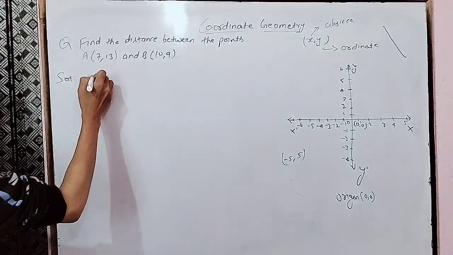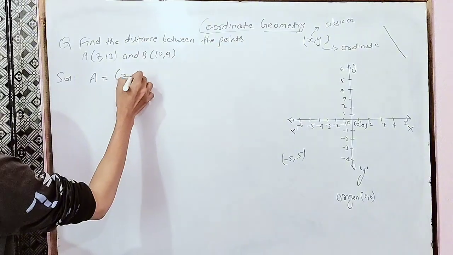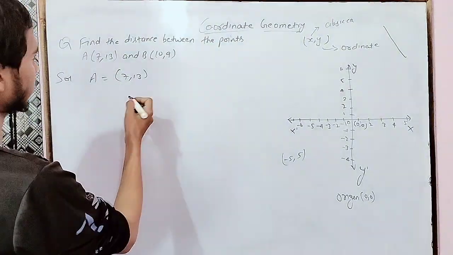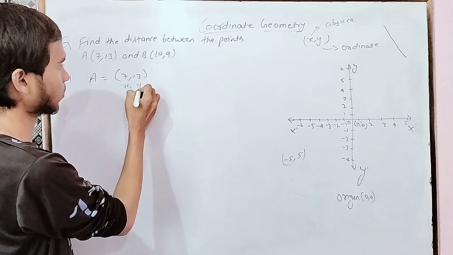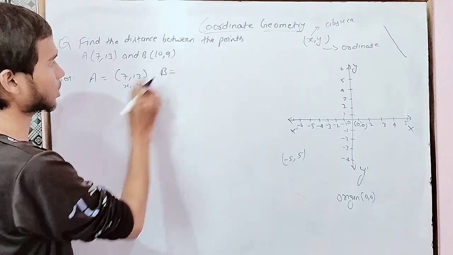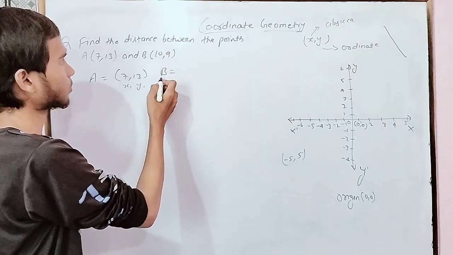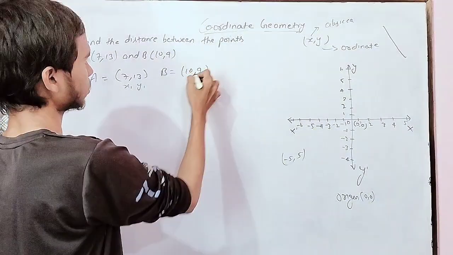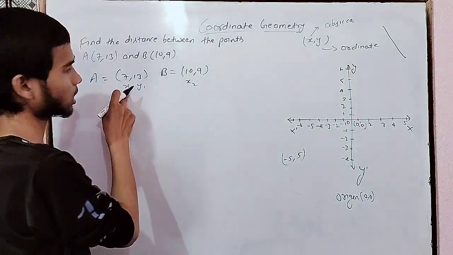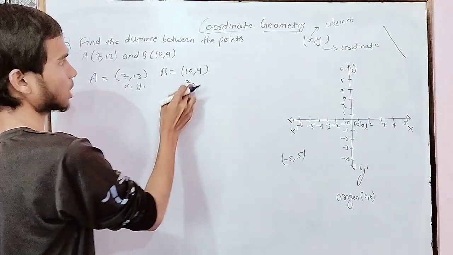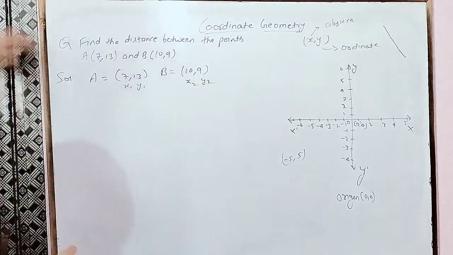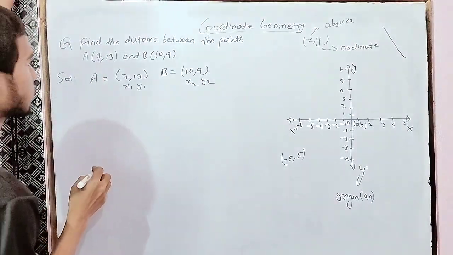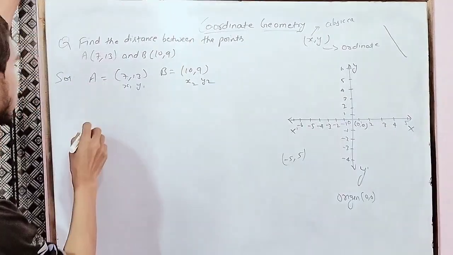So here, whatever is given to you, you just write 7, 13, and you can consider it as x1, y1. Okay. So b, just for understanding, here b is 10, 9. Whereas this is x2, y2, clear? Now we are going to apply the distance formula of coordinate geometry.